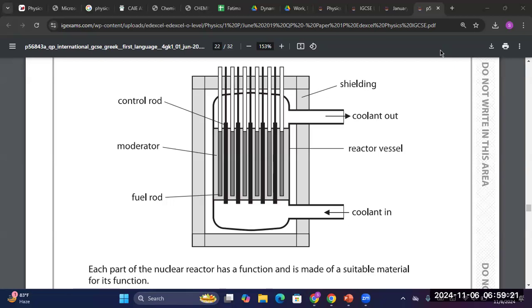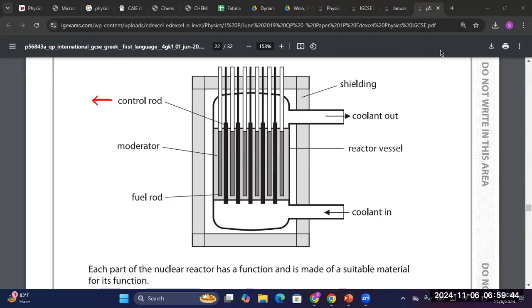The uranium nucleus breaks down to give you your smaller particles, which can be barium or krypton or whatever, and along with that it also gives you neutrons. Now the thing is that we want the reaction to be controlled. We don't want an uncontrolled reaction. I told you guys it's a chain reaction. Once it starts, it's going to keep on happening.